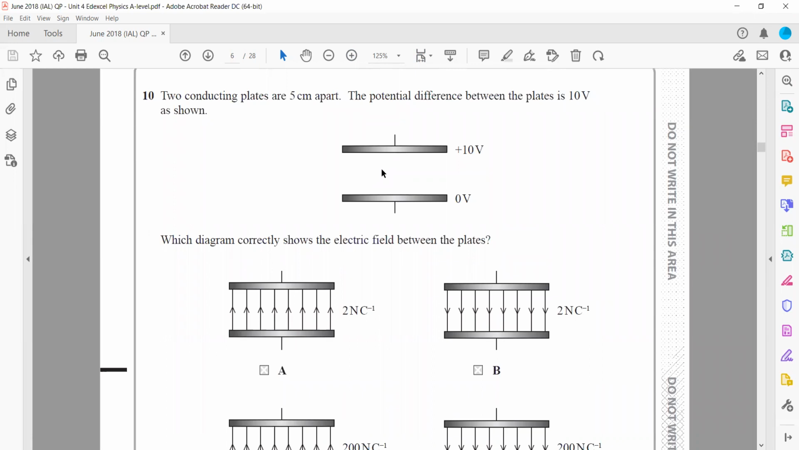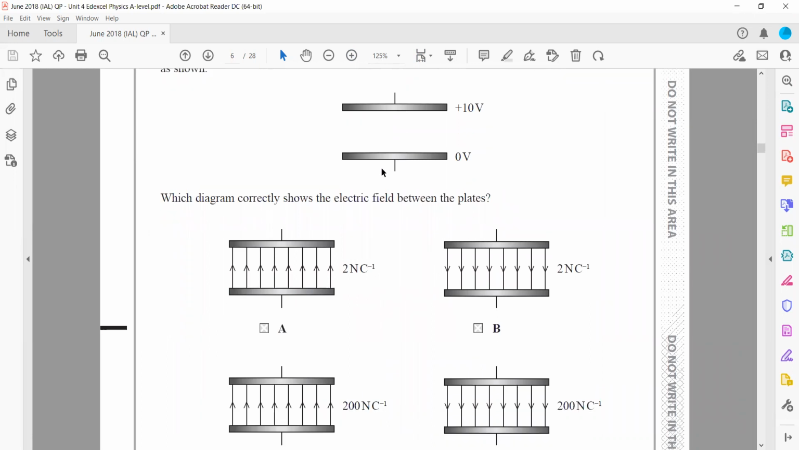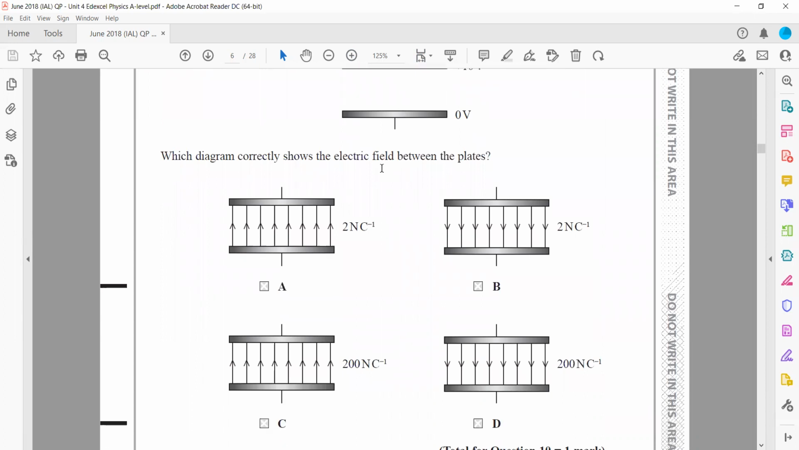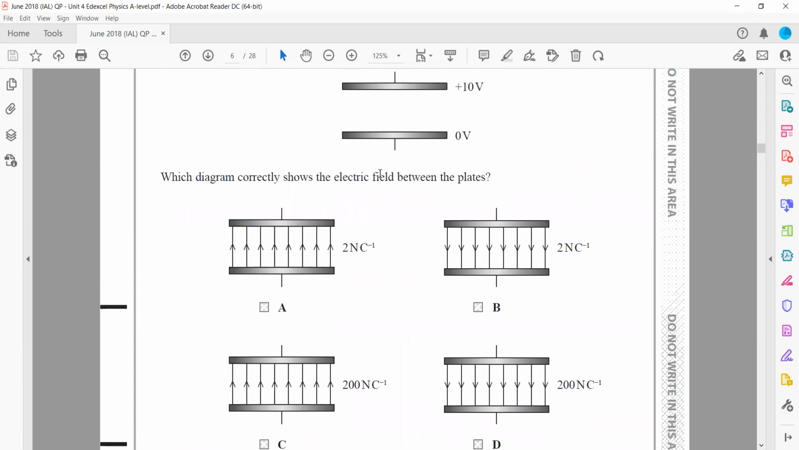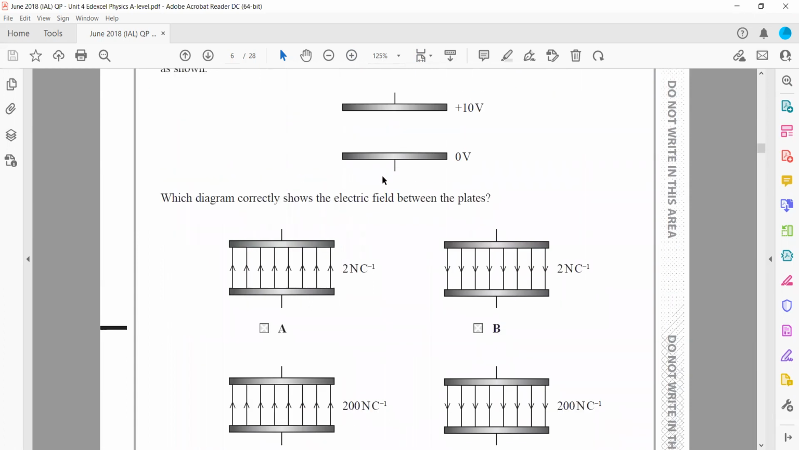Two conducting plates are 5 centimeters apart, and the potential difference is 10. Which diagram shows the electric field between the plates? The electric field is always from positive to negative. Higher potential is positive and lower potential is negative, so it should be from higher to lower. Like this is a positive plate and this is a negative plate. So this is wrong because it should be from positive to negative. So either B or D can be the answer.